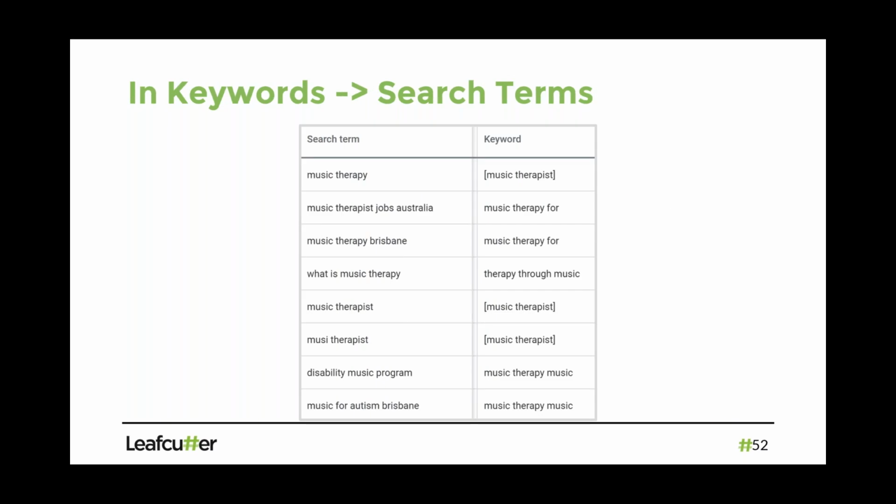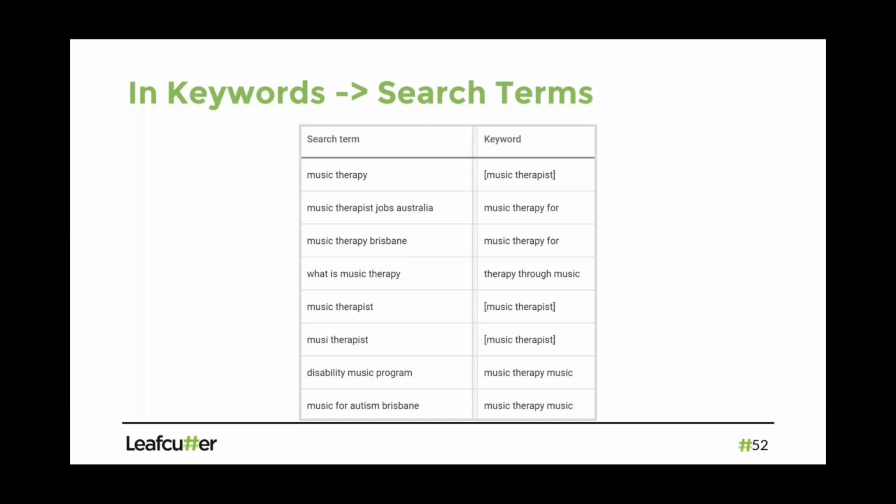So it's one of the reports we can see in Google Ads. Here's an example for music therapy. The second column is the keyword and the first column is the actual search term. That's why I had that example of jobs. In that second row, we have music therapist jobs Australia. And that would be like, okay, if I'm not offering jobs, then a negative keyword I can add is jobs itself, and then I won't appear for that search.